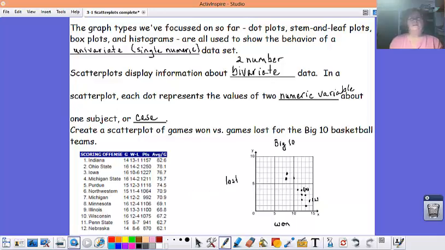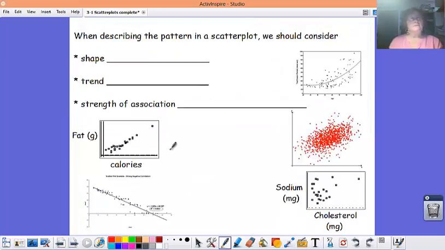When we are describing the pattern in a scatter plot, and you'll remember we've described the shapes of histograms by looking at shape, center, and spread. In a scatter plot, center and spread perhaps are not as important, but for shape, the things that we should look for are basically this. Are we linear? Are we curved? Or is there no pattern, no discernible pattern?